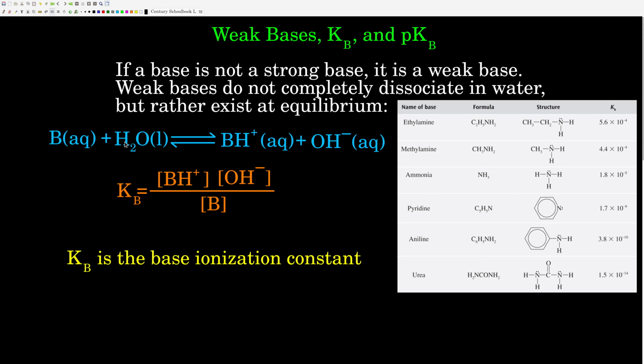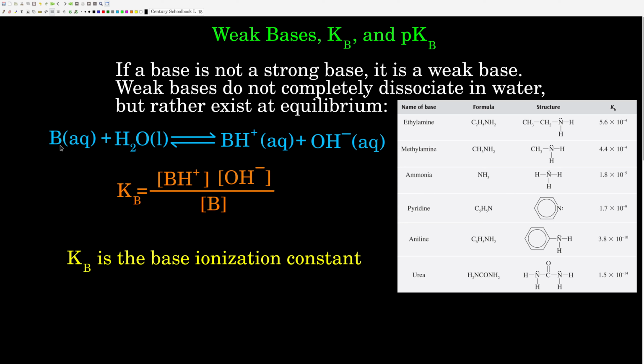But the equilibrium reaction for a weak base looks like this. B stands for base, and so we think about it as accepting a proton from water, which is now acting as an acid, forming BH plus, the conjugate acid of the base, leaving behind hydroxide.